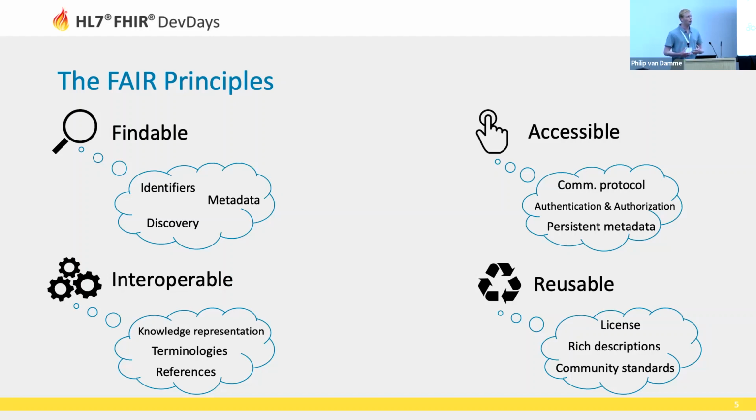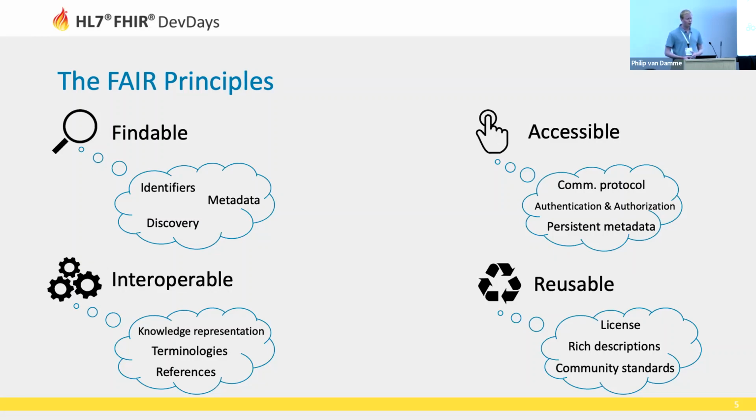So with Findable, FAIR means that you should have identifiers for both your data and your metadata. You should have metadata, so data describing the actual data that you have. The metadata, but also the data, should be discoverable. Then accessible means that you should have some kind of open communication protocol to access the data and metadata. That protocol should support authentication and authorization, and the metadata should be persistent. That's a very important point: when the data is no longer available, you should still be able to look at the metadata and know what data was available.